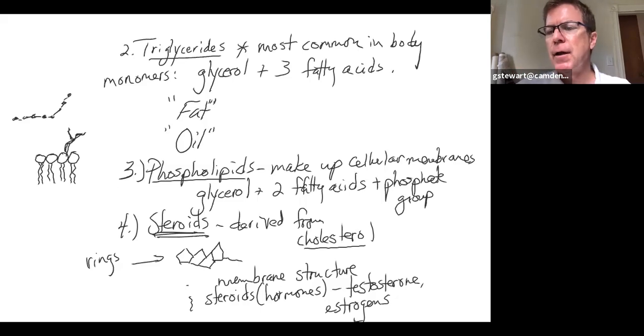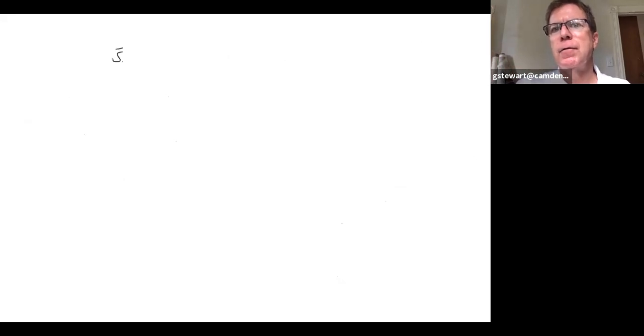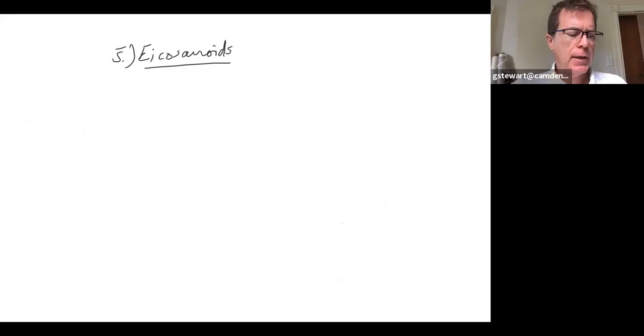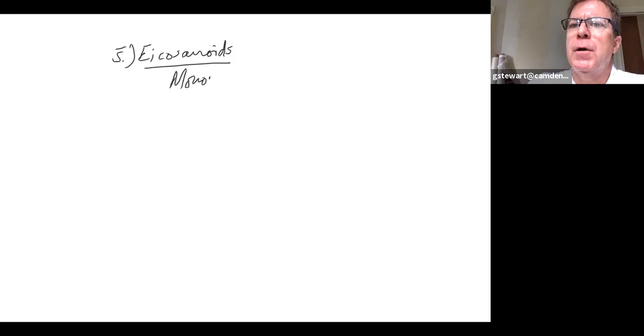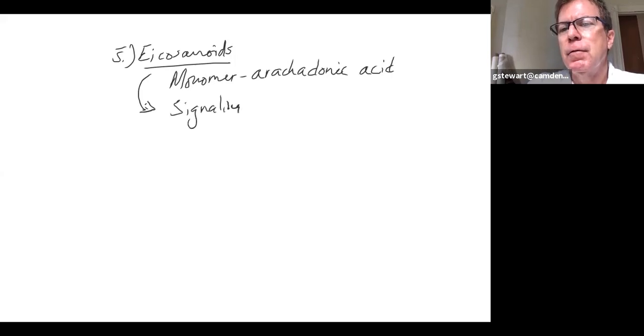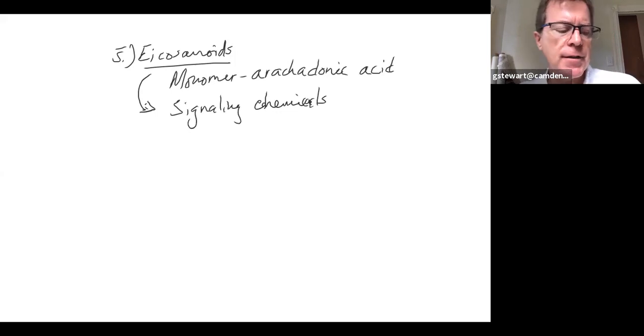And finally, I know I mentioned eicosanoids. I'm just going to briefly go over that. These are sort of a special class of lipids. They're derived from something called arachidonic acid. What they really are, in layman's terms, are signaling chemicals. That's always what I think of when I see the word eicosanoids. I just think, it's a signaling chemical.